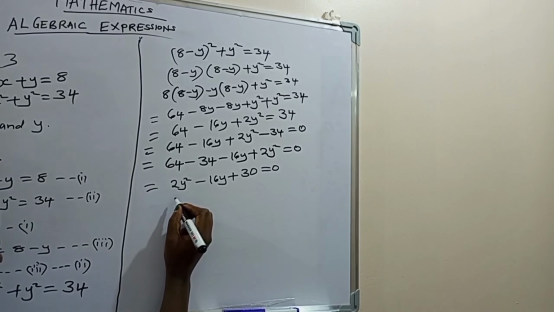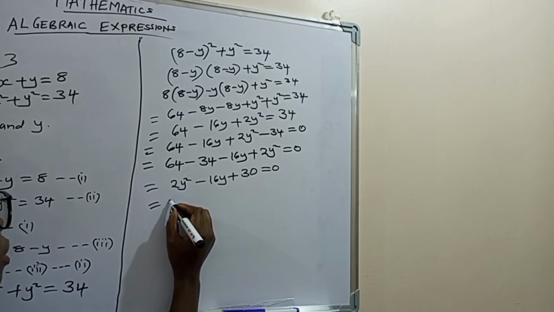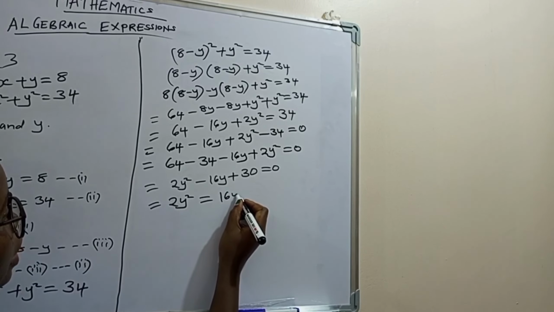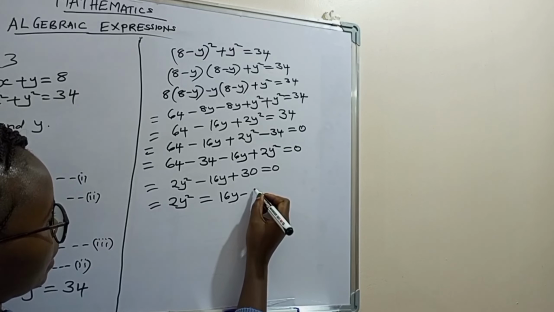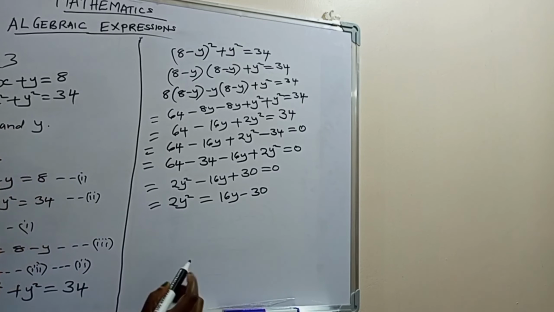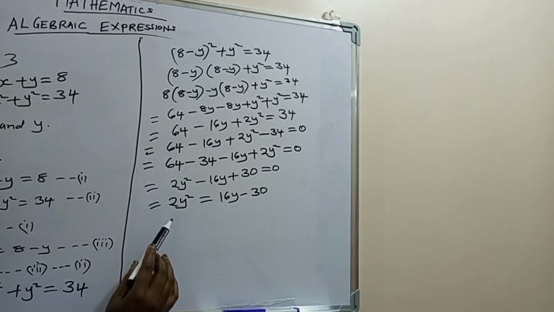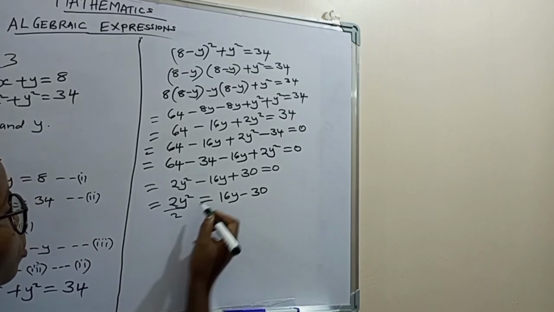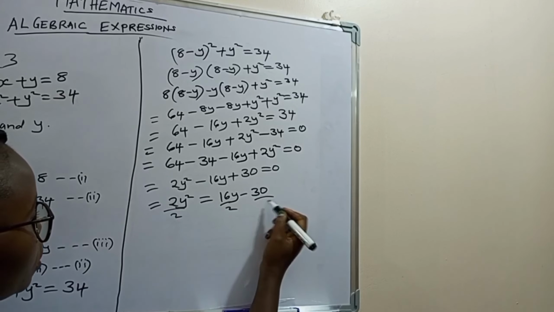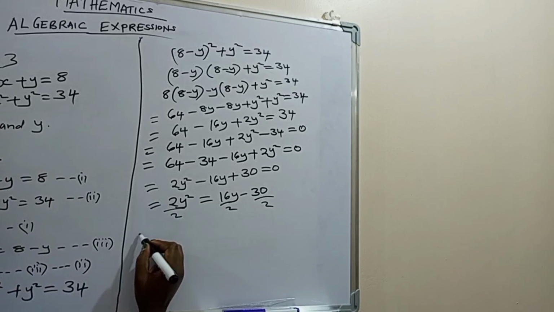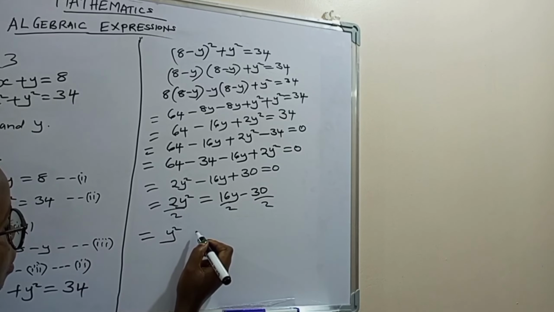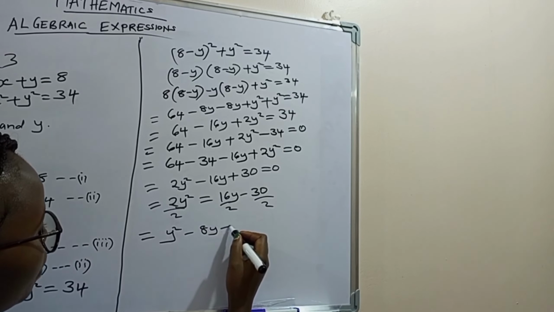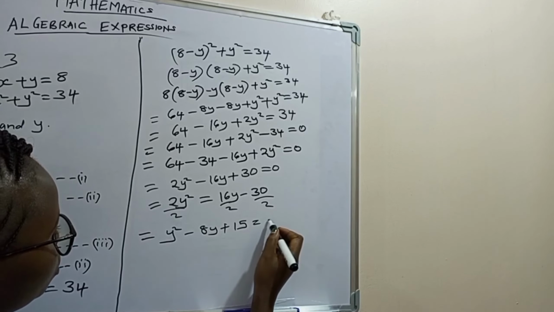This is the same as 2y squared is equals to 16y minus 30. We're doing this because we want to divide by 2 on both sides. So divide by 2, divide by 2, divide by 2. So our y squared minus 8y plus 15 is equals to 0.